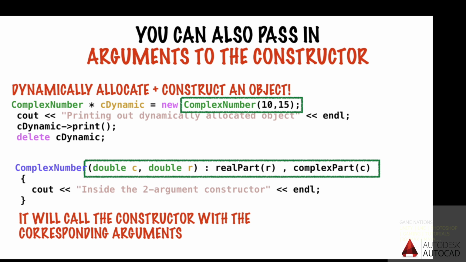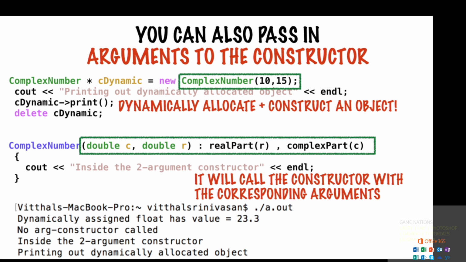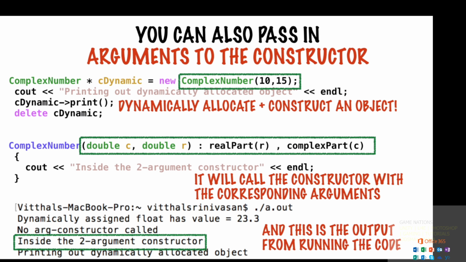If you run the piece of code that you see on screen, you'll notice that the output looks something like this. Remember that we first dynamically assigned the float, that's from the last class. Check out the statement which says inside the two argument constructor. This indicates that when you run the code, the statement where you say new ComplexNumber and pass in two arguments goes inside the two argument constructor and initializes the complex part and the real part of the ComplexNumber class.